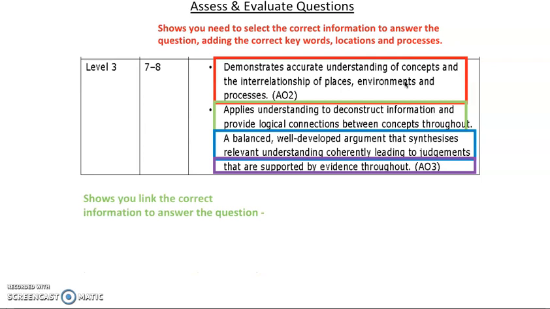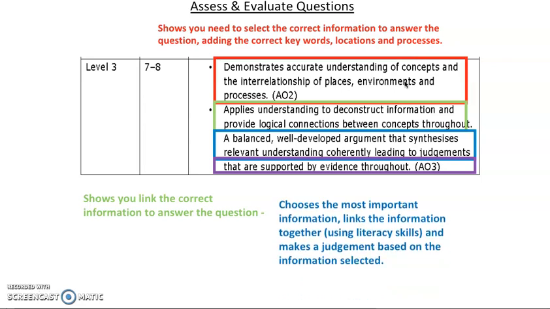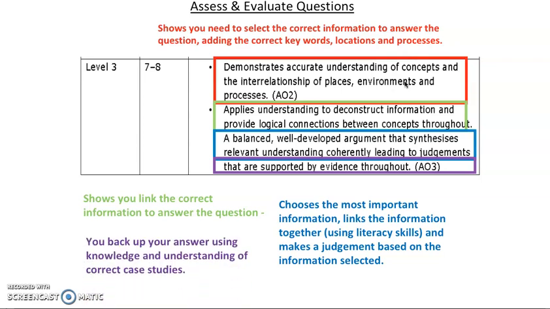For applies understanding, you're showing that you link the information to answer the question. You're not just writing anything about anything. A balanced and well-developed argument. So basically, you've used that information, you've used your literacy skills, and you've made a key judgment based on that, on the question and the information you've selected. And finally, that you've backed up your answer using knowledge and understanding of the correct case studies.